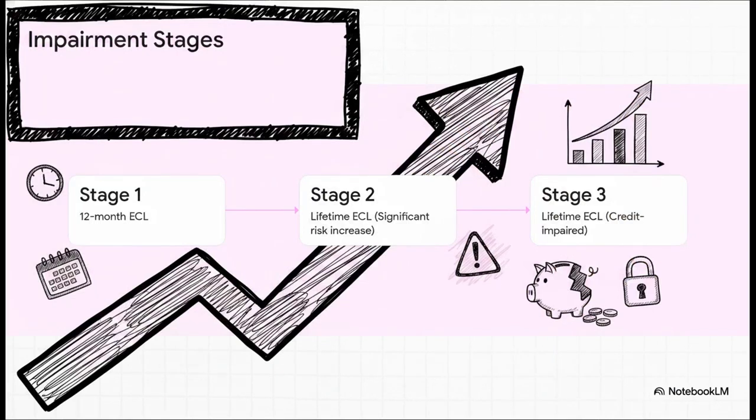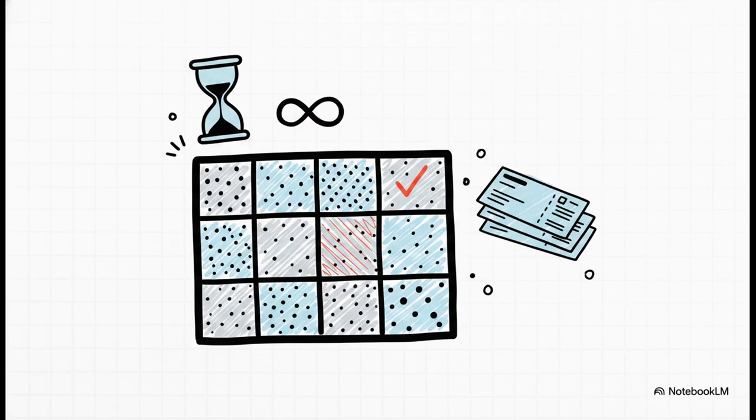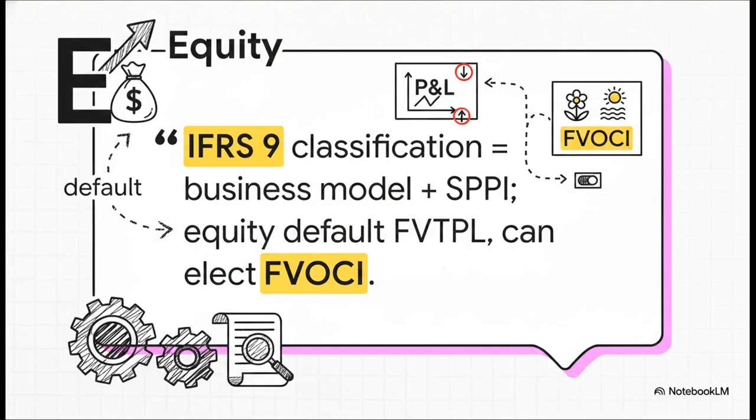For impairment, we use 3 stages of expected credit loss, jumping from 12-month right up to lifetime. Examiners love this trick. Trade receivables always use lifetime ECL, usually through a provision matrix. Equity defaults to FVTPL, but you can irrevocably elect FVOCI at the start.